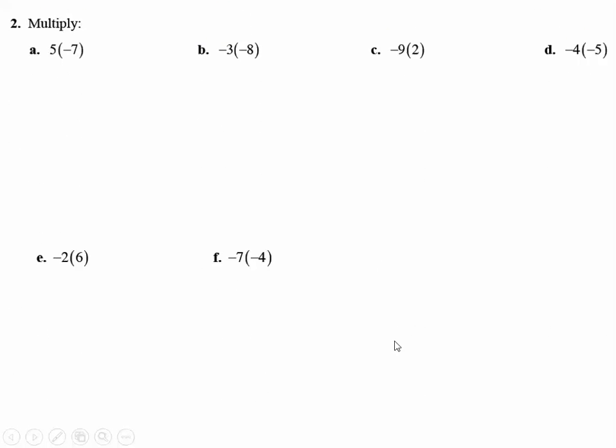All right, let me try this as well here. So for A, I'm going to just list you the answers here. Should be a negative 35. For B, they're both negative, so therefore the answer should be a positive 24. C, different signs, so therefore a negative, and 9 times 2 is 18.